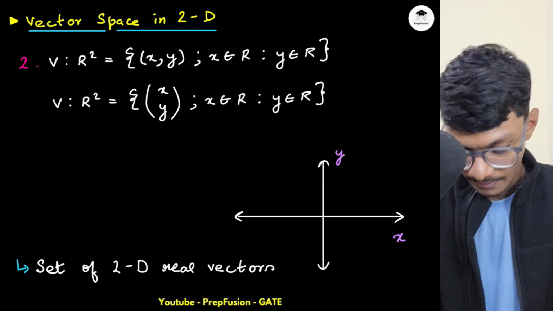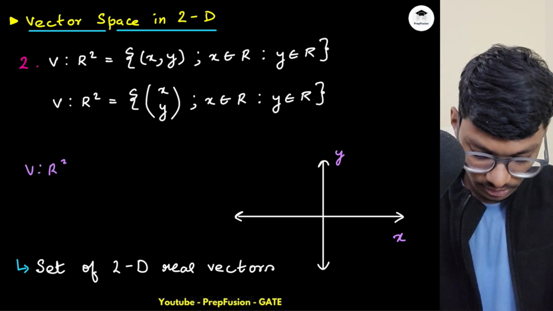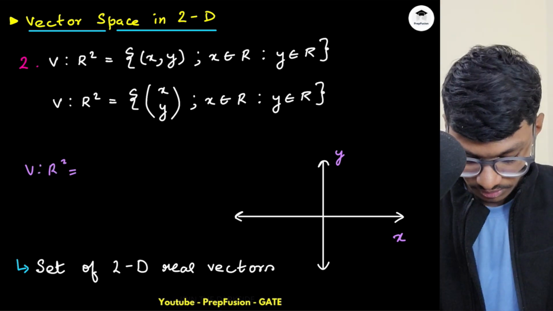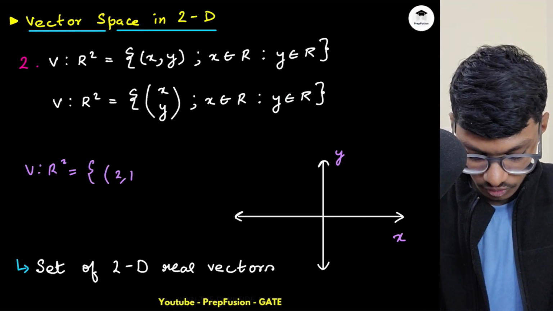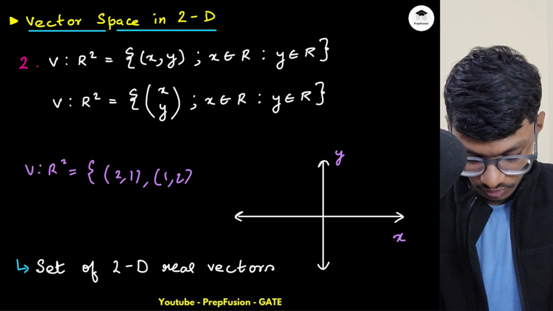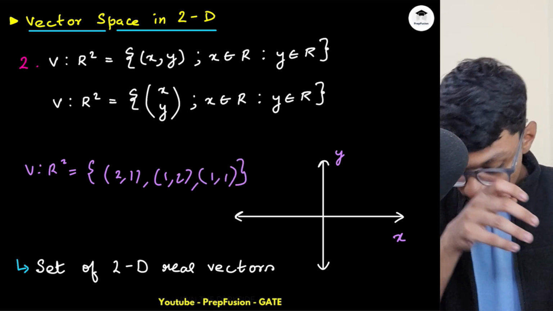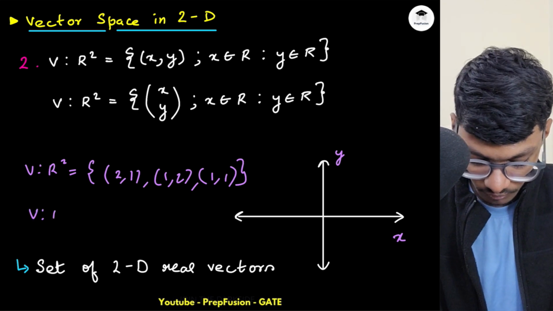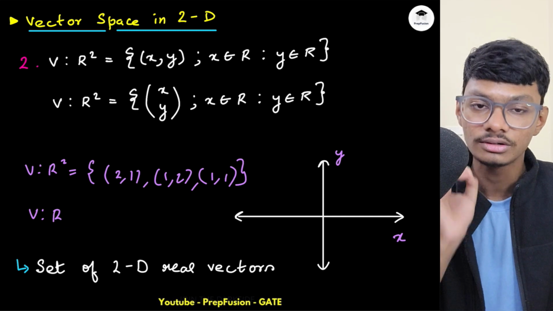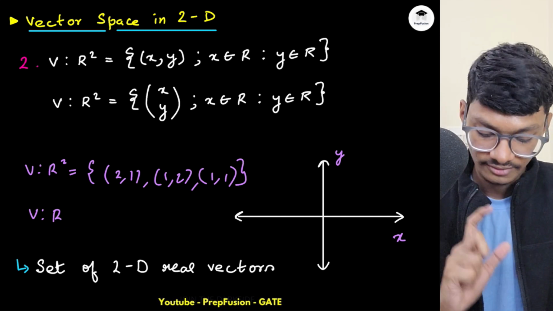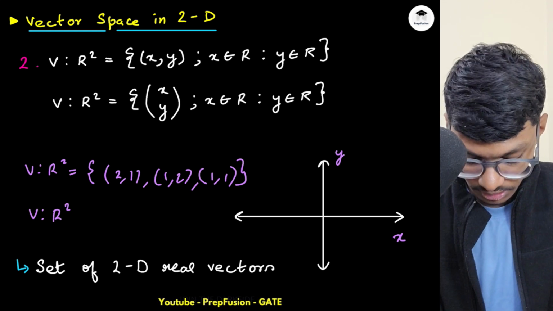Okay, so here this V will be R squared. I am taking one example of a 2D vector. V will be R squared equals to, let's say, (2, 1), then (1, 2), then (1, 1). You can write this in the column format also. Why am I writing this in both formats? So that you don't get confused, because GATE can give you both formats, either in the row format or in the column format.